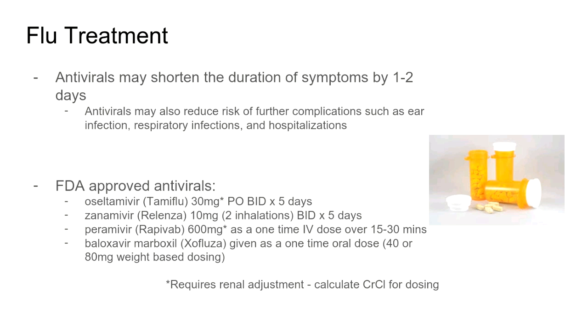For treating the flu, the most common one is Tamiflu, and this is a 5-day treatment. Relenza is also a 5-day flu treatment. Rapivab is an IV treatment, so you get a one-time IV dose over 15 to 30 minutes. Xofluza is a one-time oral dose that is given as weight-based dosing. It's also important to note that Tamiflu requires renal adjustment, so patients' creatinine clearance has to be calculated in order to appropriately dose this medication.